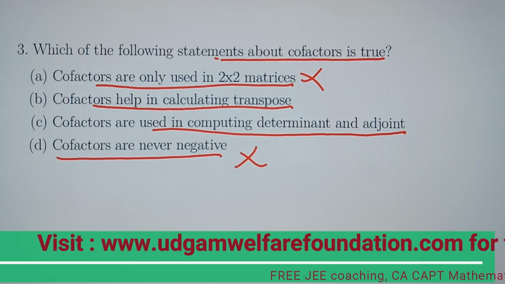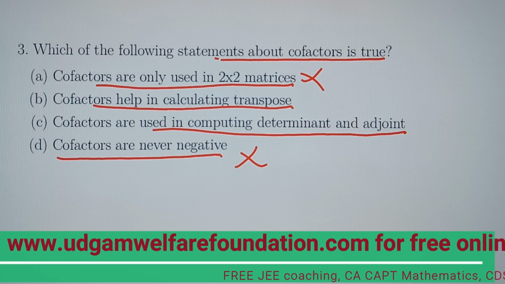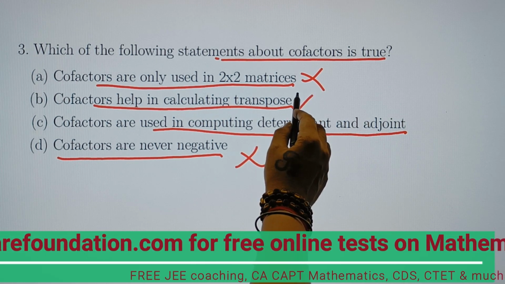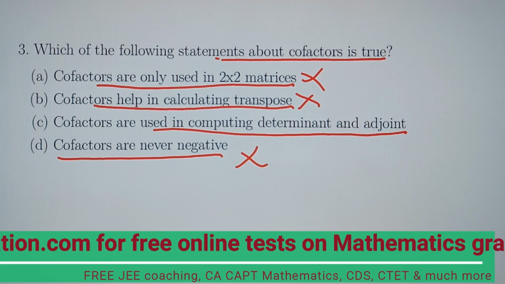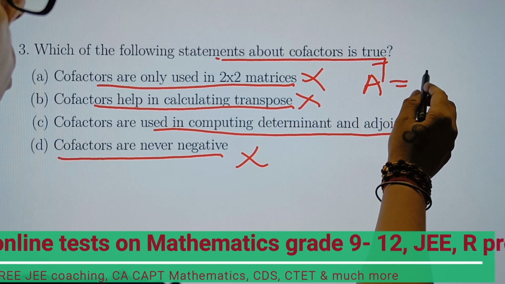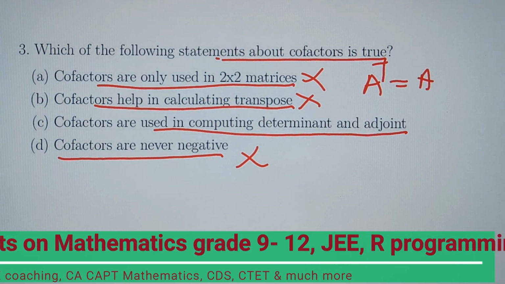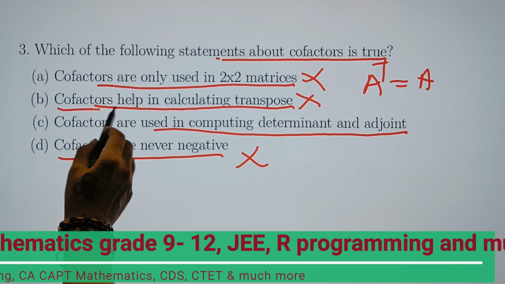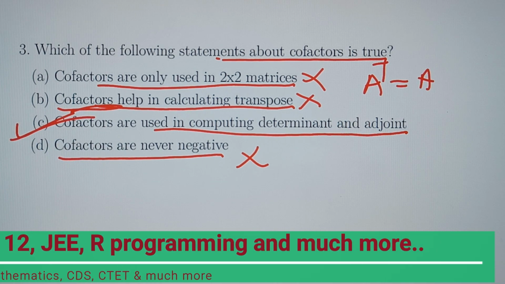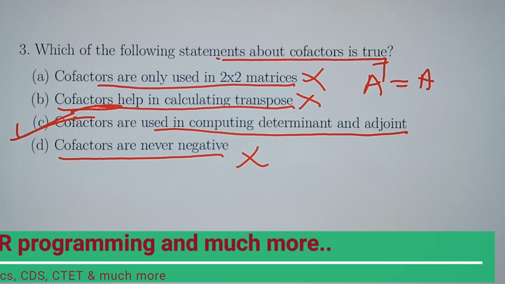And cofactors help in calculating the transpose. Is it correct? Which is wrong also, because we don't require cofactors while calculating the transpose. Transpose is basically converting all the rows into columns and columns into rows, so there is no role of cofactors in that. So option number C is our correct answer here. Very simple. Now let's move towards question number 4.